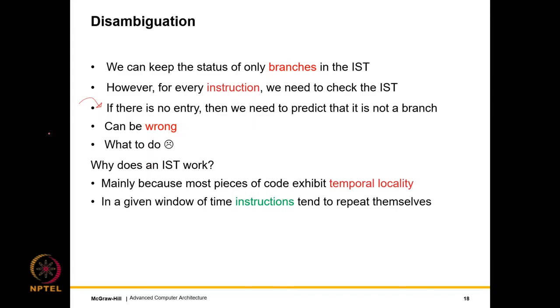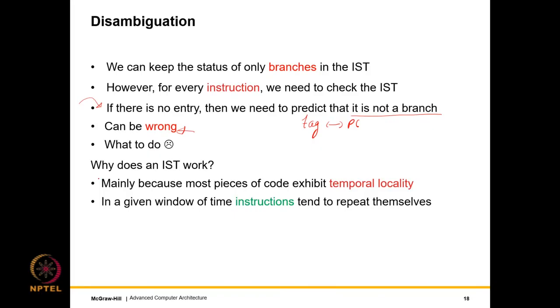In this case we can actually check. In the previous case where we were not storing the tag, we were not sure which PC it exactly corresponded to. But in this case, since we are storing the tag, we know exactly which PC it corresponds to. So if we don't find an entry for a PC, what do we do? Well, we look at what is more probable. Since only 20% of the instructions are branches and 80% are not, we predict that it is not a branch. This of course can be wrong. Nothing much can be done.